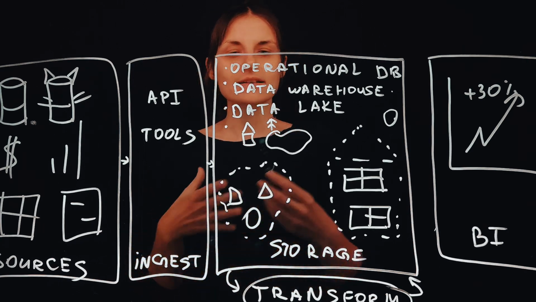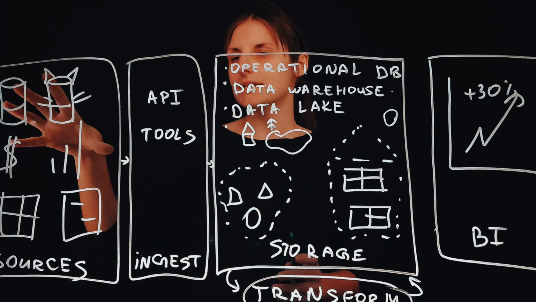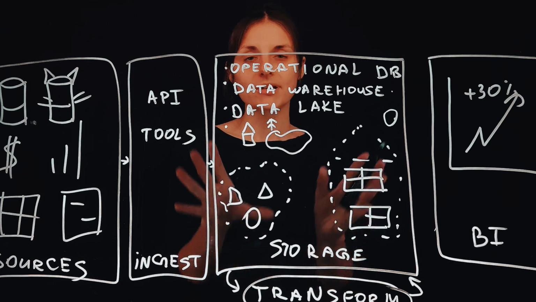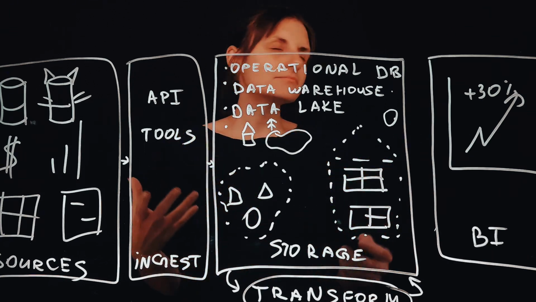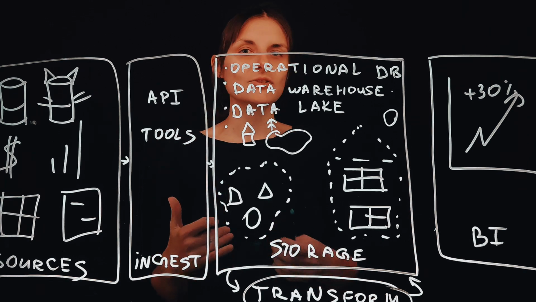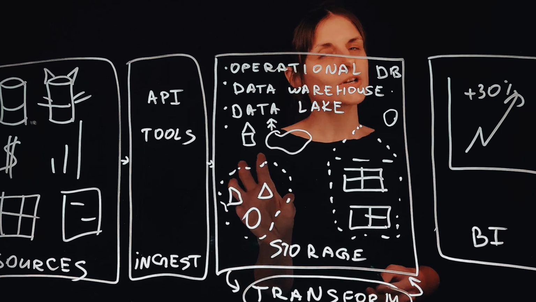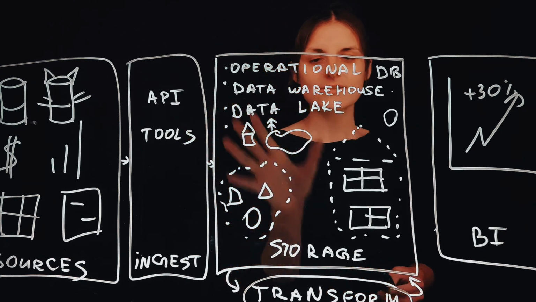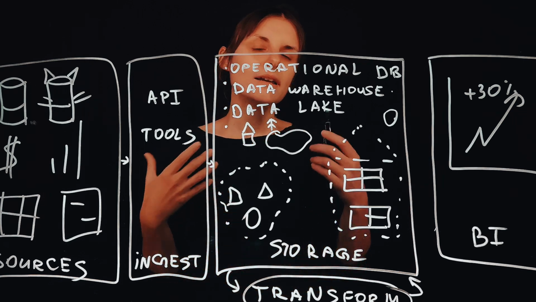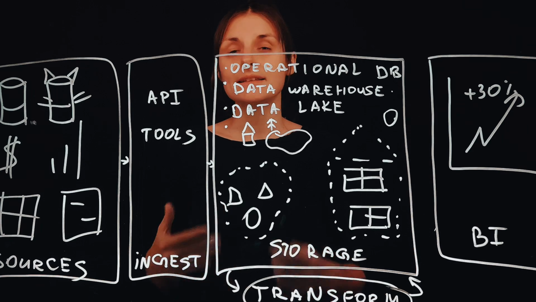ELT, Extract, Load, Transform, assumes you have a data lake, so it ingests all the data into a data lake, which is now part of permanent storage. And then there are tools that can connect directly to the data lake and read the unstructured data, like a lot of machine learning tools. Or you can take this unstructured data in the data lake and transform it and load it into a data warehouse.